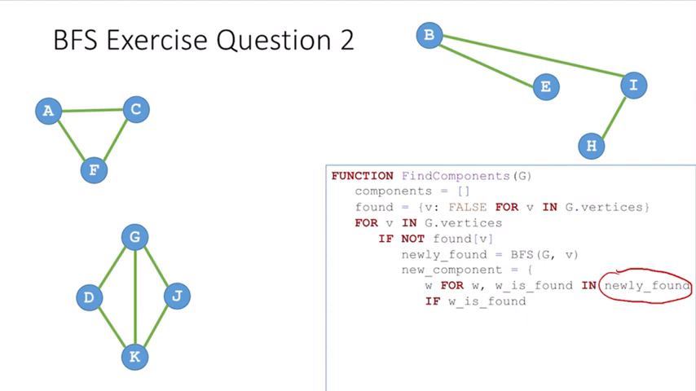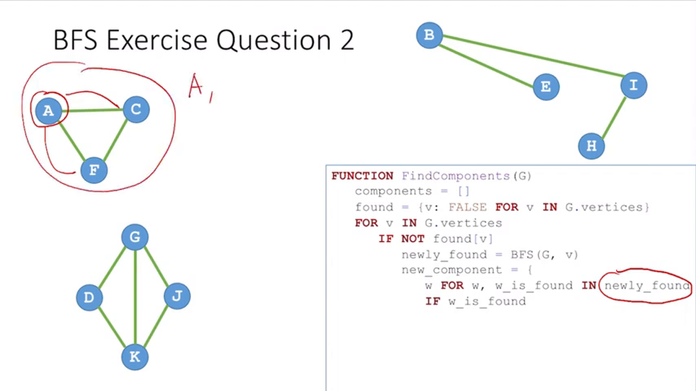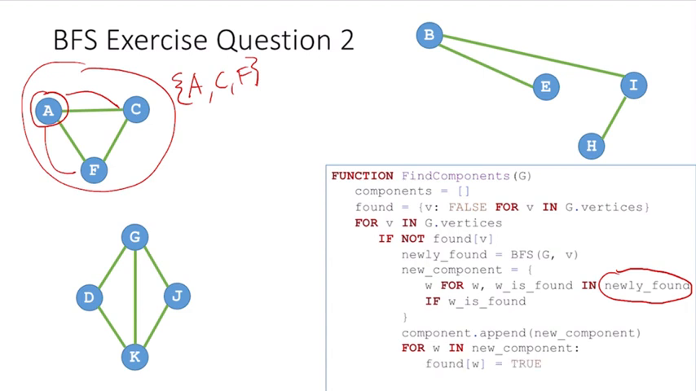So for example, if we start at A, we're going to find C and we're going to find F, and then we'll just group all of those into a single set, the A, C, F set, and add that set to the list of components. So components.append. And then we say for each W in the new component, we have to remember to mark it as already been found. So we'll mark A is found, C is found, and F is found. If we don't do that, we might start at C later on and find the same component again. Then eventually we will return all components.